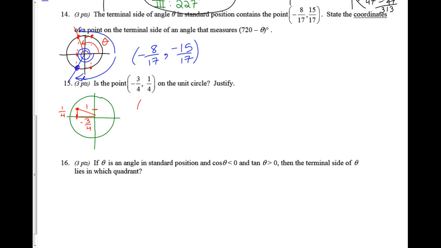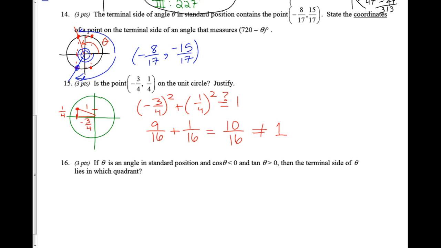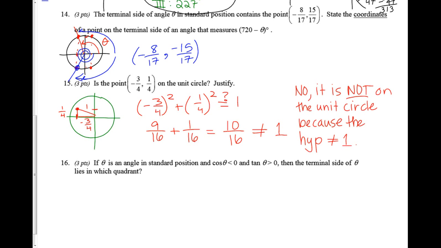So, does this work? Is negative 3/4 squared plus 1/4 squared equal to 1? Well, negative 3/4 squared, a negative times a negative is a positive. 3 squared is 9, 4 squared is 16. 1/4 squared, 1 squared is 1, 4 squared is 16. So 9/16 plus 1/16 is 10/16. 10/16 is not equal to 1. So the answer is no, it is not on the unit circle because the hypotenuse does not equal 1.